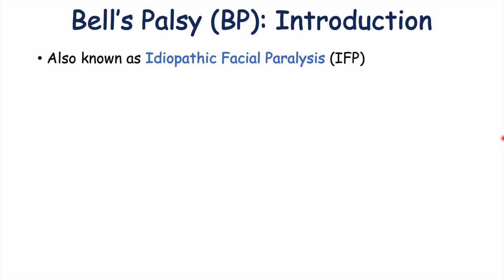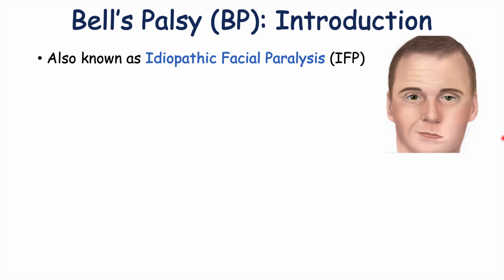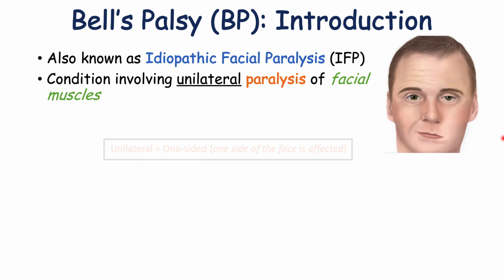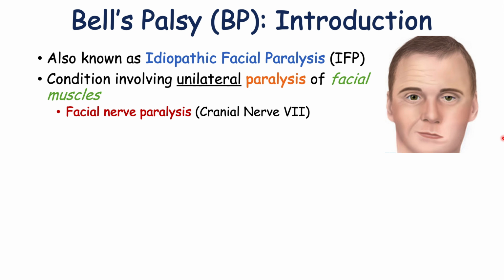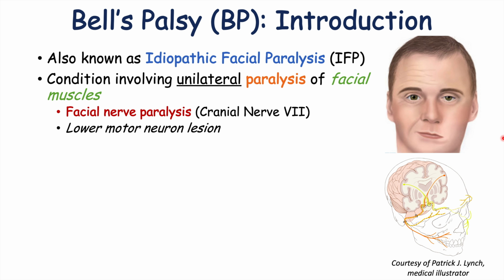So Bell's palsy is also known as idiopathic facial paralysis, or IFP. It is a condition involving unilateral paralysis of facial muscles, and it is actually due to facial nerve paralysis, which is cranial nerve 7. So it's paralysis of cranial nerve 7. We're going to talk a bit more about this when we talk about the pathophysiology later on in this lesson. In this case, facial nerve paralysis would be considered a lower motor neuron lesion.